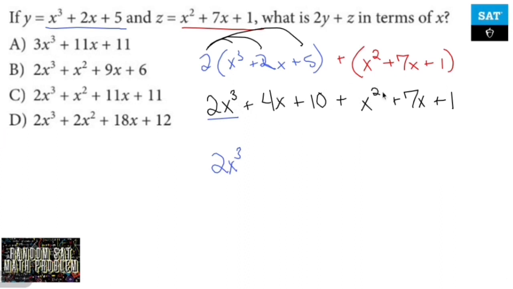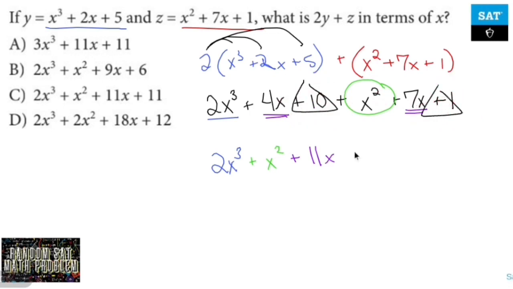Let's put it in standard form. So let's go with the x squared. That combines with a whole lot of nothing. And then I have 4x and 7x. Those guys combine to make 11x. And then 10 plus 1 is 11. And that seems to be C.